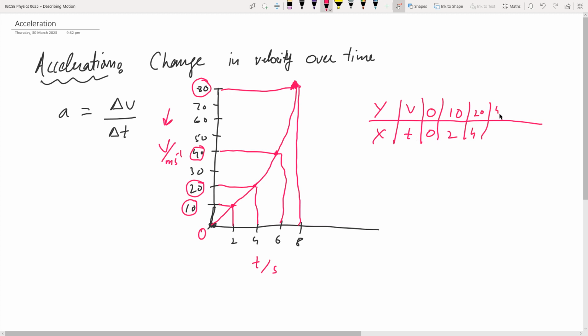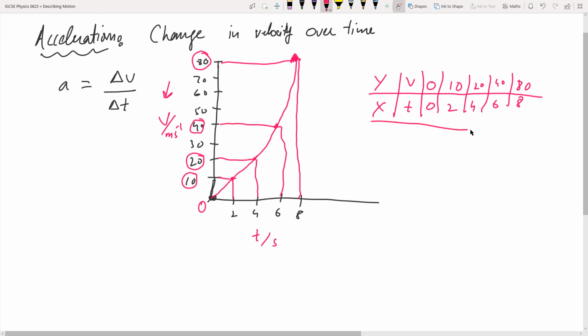It's going to be 40 over 6, and then 80 over 8, right? So let's find a. I'm just going to draw another one, which is the gradient. Sorry, a should be here.